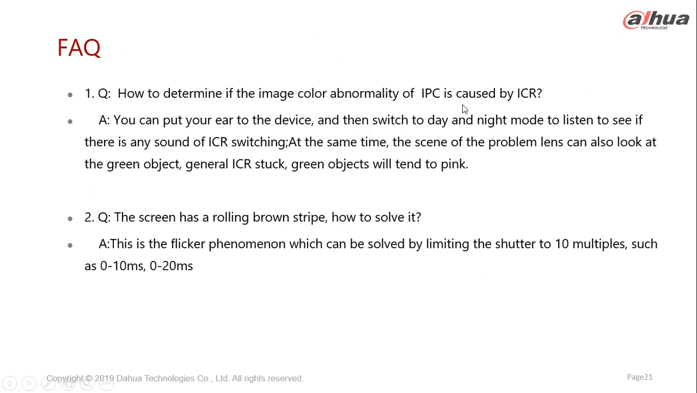The issues of ICR, I think we have talked about it several times, so that is easy. You can know which problem is caused by ICR. Maybe there's a brown stripe, and how to fix it. There's a brown stripe which moves down. So you need to set your shutter in increments of 10 milliseconds, that is 0 to 10 or 10 to 20.